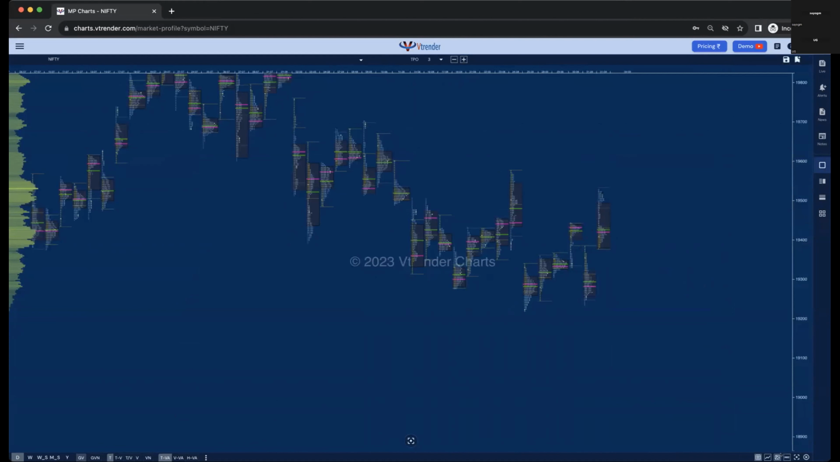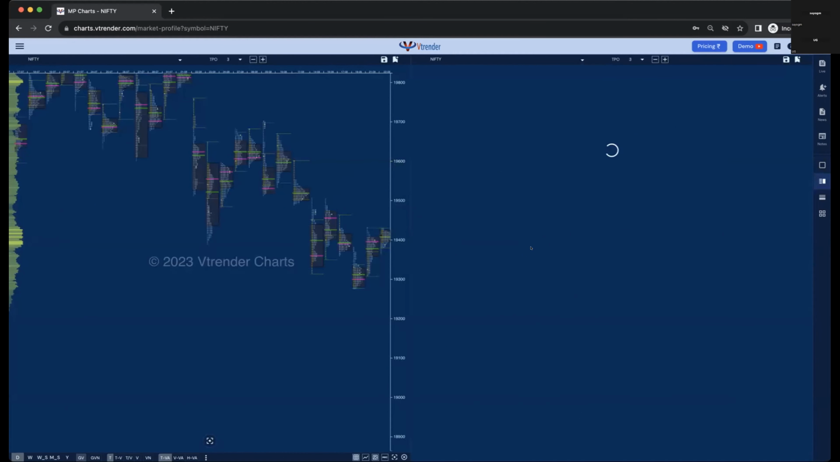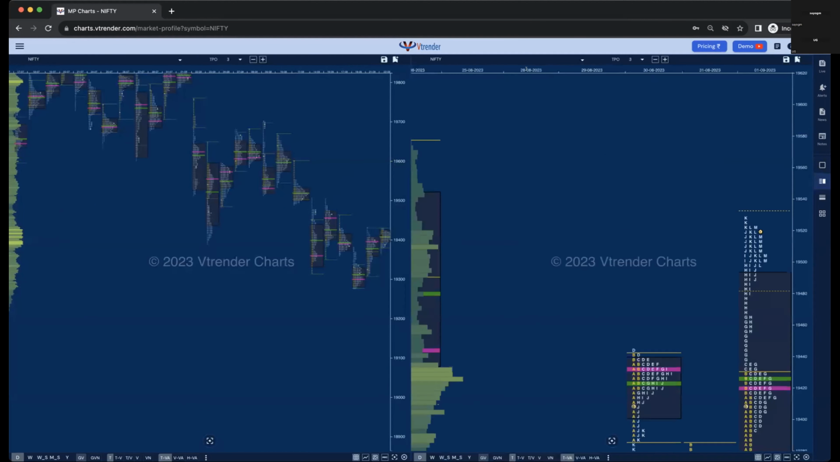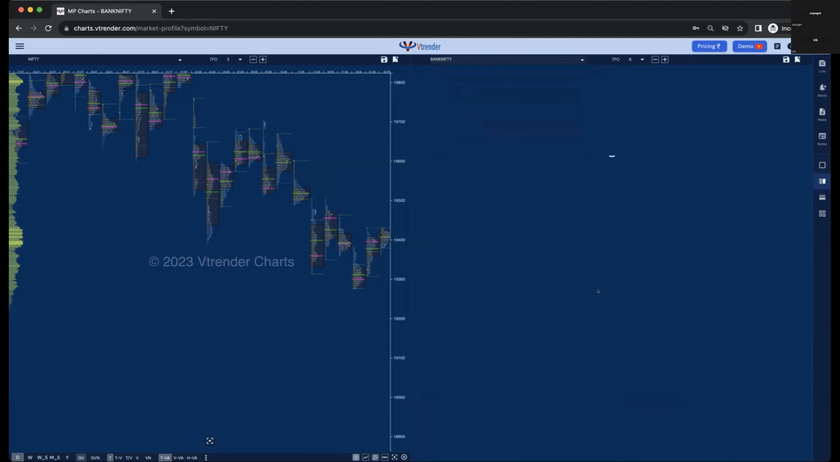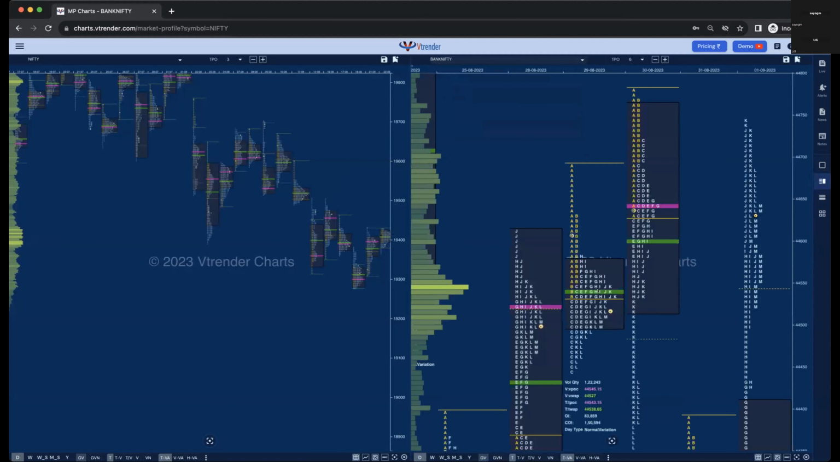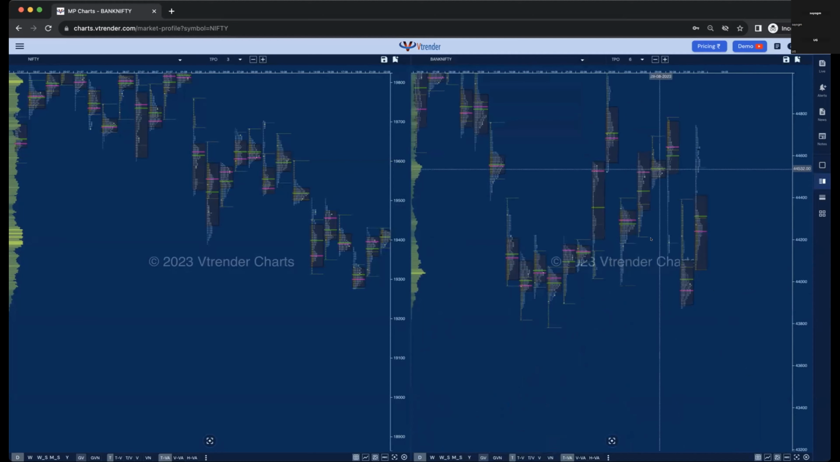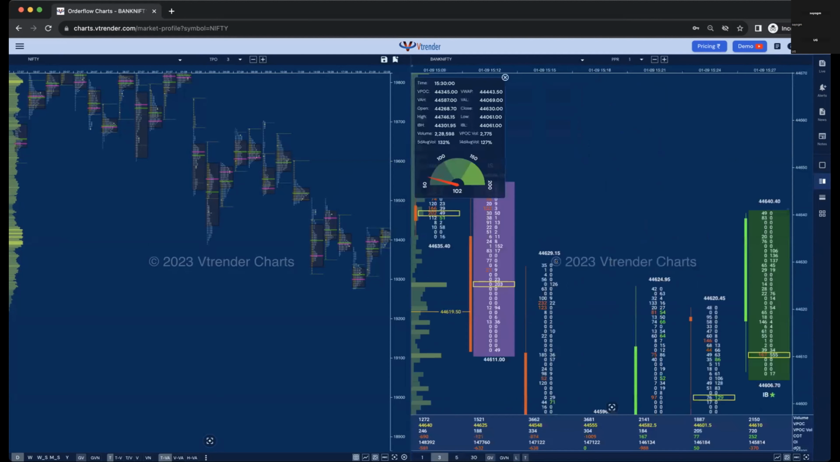We have multiple view options, and before coming to that, I'll quickly first introduce our multi window view, where you can see different instruments side by side. If you want to, you can zoom and pan here like this. If you wanted to see an order flow chart beside a market profile chart, you can also do that.